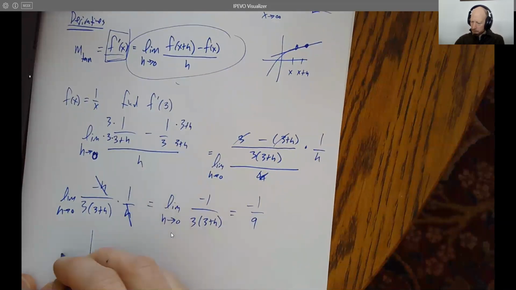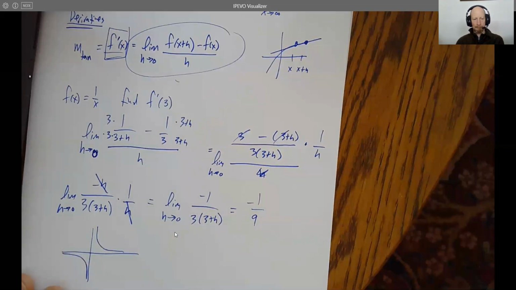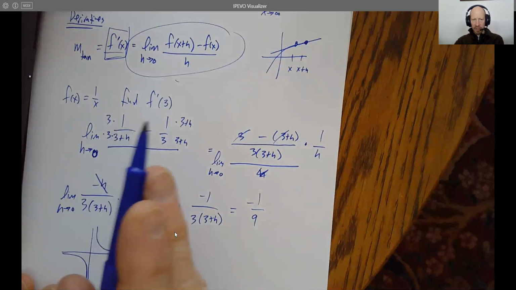Graphically, we have the function 1 over x, which looks like this. And we're looking out at 3.